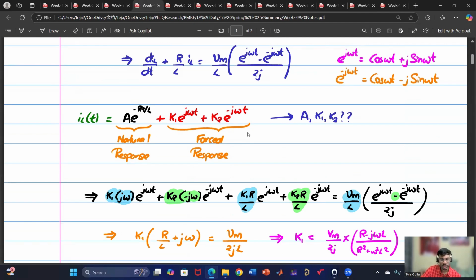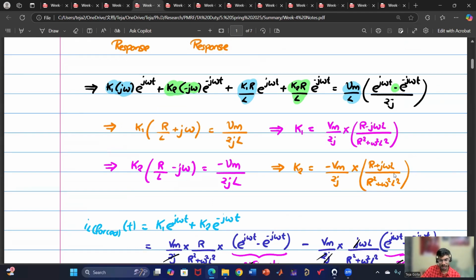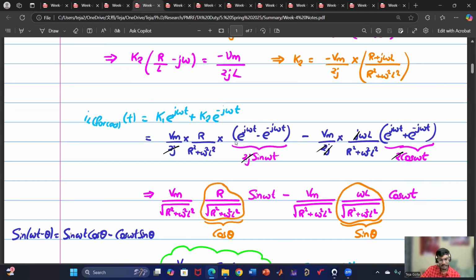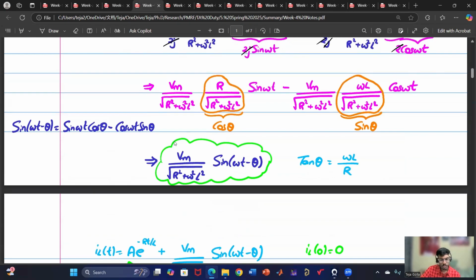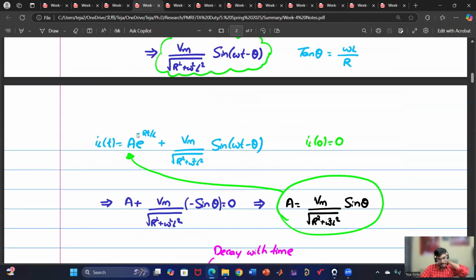It also has a forced response. So how to get K1 and K2? By substituting this in the original equation. So we have substituted, and we have obtained K1 as well as K2. Once you obtain K1 and K2, we have substituted back in this equation and we got the forced response, something like this. And then A is something you will get from the initial condition.